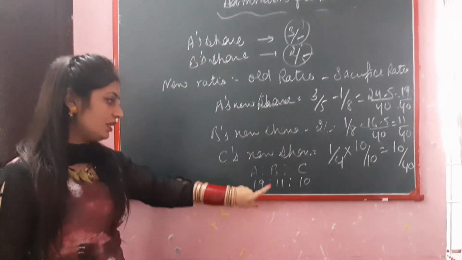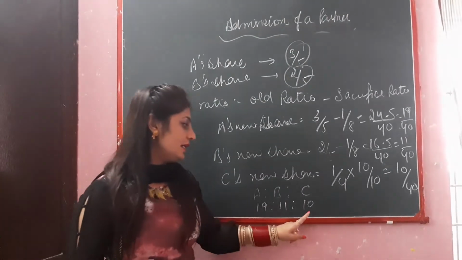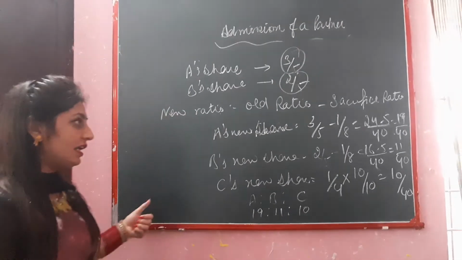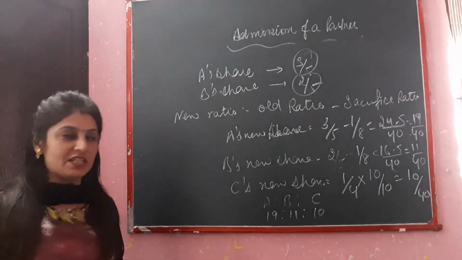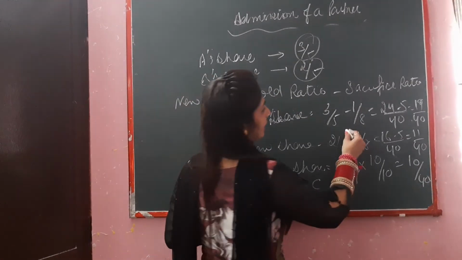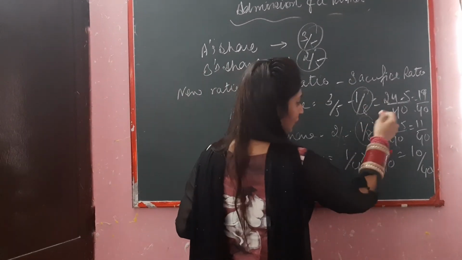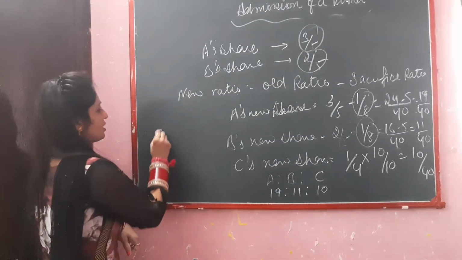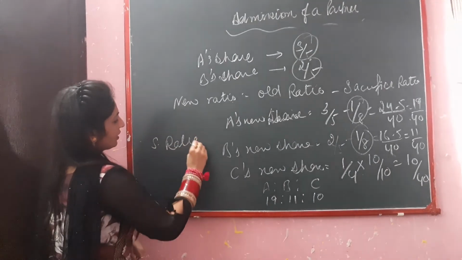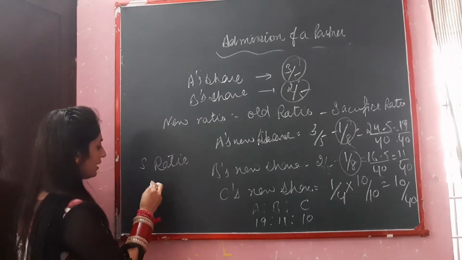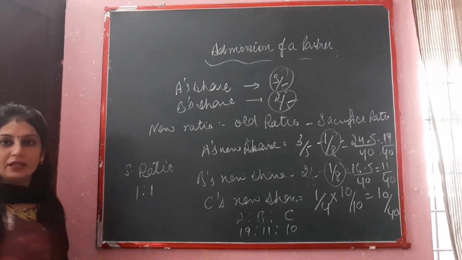So the new ratio between A, B and C will be 19:11:10. If they ask you to calculate the sacrifice ratio also, sacrifice we have already calculated, that is 1/8, 1/8, and we'll ignore the base. So sacrificing ratio will be 1:1 among A and B.